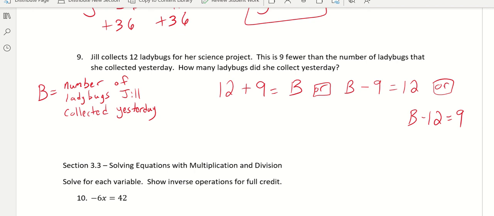However you solve this equation, whether you add 9 to both sides like you would right here, right? You add 9 to both sides, B equals 21. You add 12 to both sides here, B equals 21. Or you could just do 12 plus 9 equals B. Either way, you get B equals 21. And if you wanted to use a sentence to answer this, you would say, Jill collected 21 ladybugs yesterday.